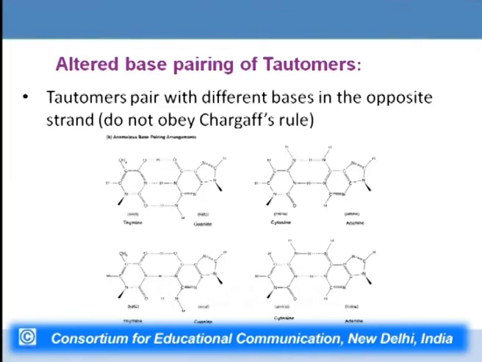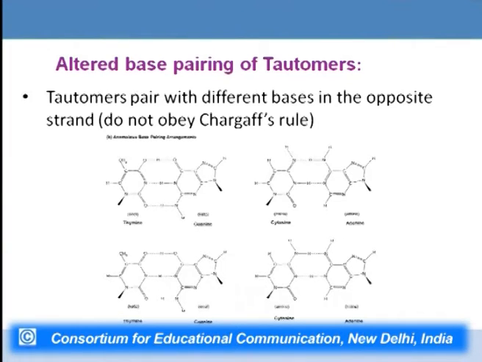Thymine in its keto form will be pairing with guanine, which is present in enol form, the rare form of guanine. And cytosine, which is in amino form, the normal form for cytosine, is pairing with adenine in its amino form, which is the rare form for adenine. So adenine in amino form should be pairing with thymine, but in its amino form it is pairing with cytosine, whereas guanine in its keto form should be pairing with cytosine, whereas in its enol form it will be pairing with thymine.